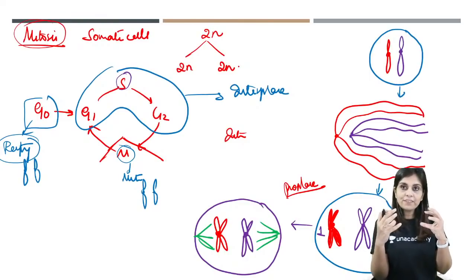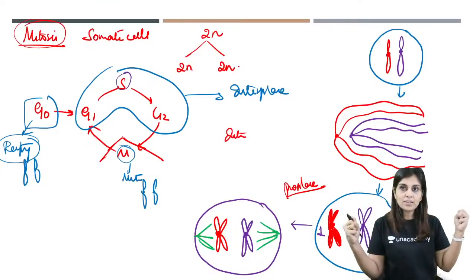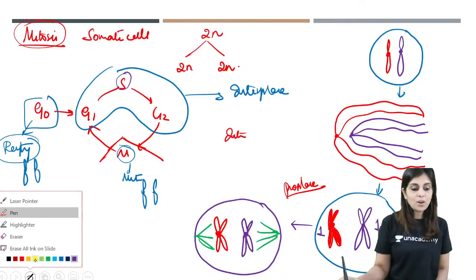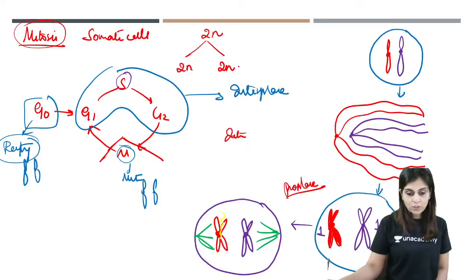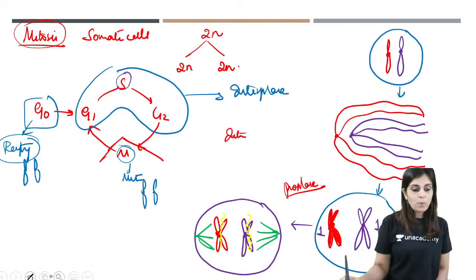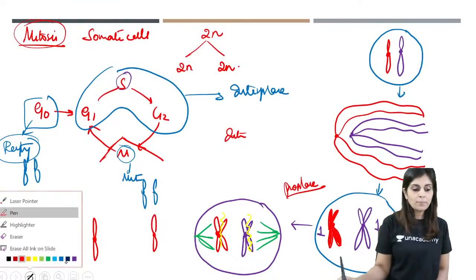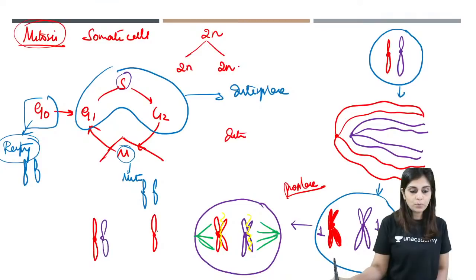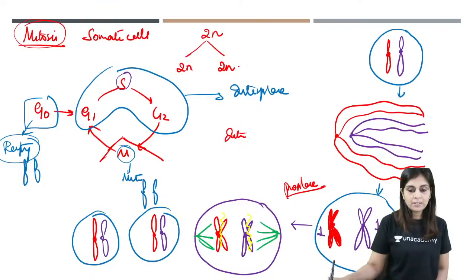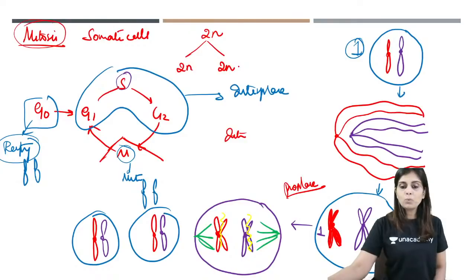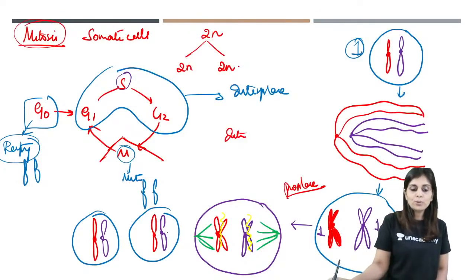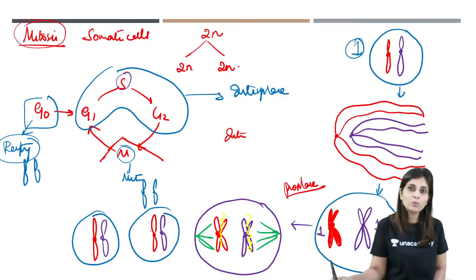And what happens in anaphase? In anaphase, when the mitotic spindle contracts, the centromere breaks longitudinally, and one long arm and one short arm goes to one pole. The other long arm and the other short arm goes to the other pole. So in telophase, when the nuclear membrane reappears, from one diploid cell with one pair of chromosomes, you have formed two diploid cells, each with one pair of chromosome.